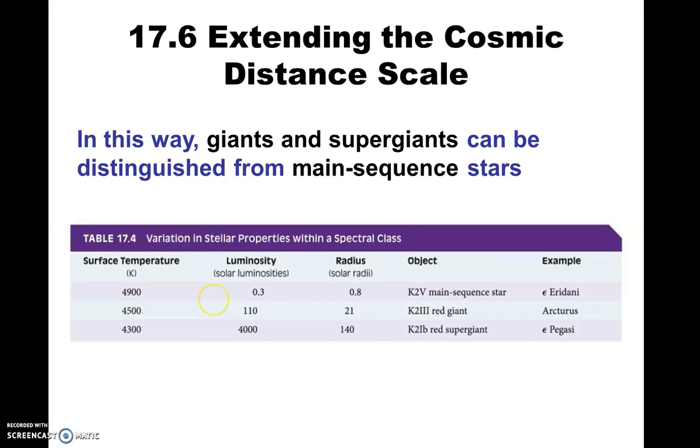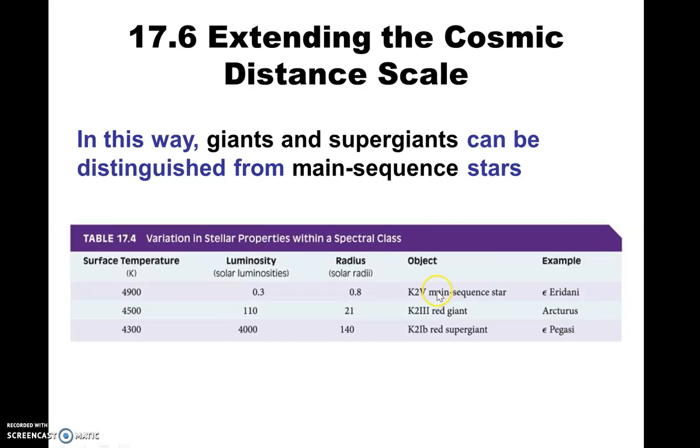All right, so here are some examples. Let's see. So, extending the cosmic distance scale, as it says. We can tell the difference between giants and supergiants, and we can also tell whether something's on the main sequence. This is just a good example of one spectral classification, right? This is a K-type star, and you can have many different K-type stars, right? So you can have like a K. And the spectral classes go from 0 to 9 as well. And then there's this Roman numeral.